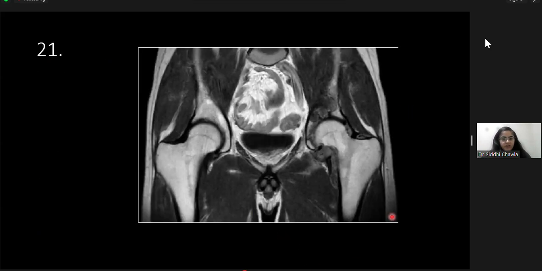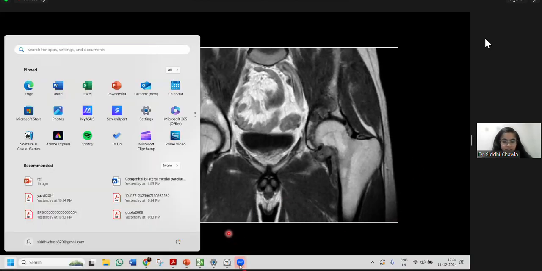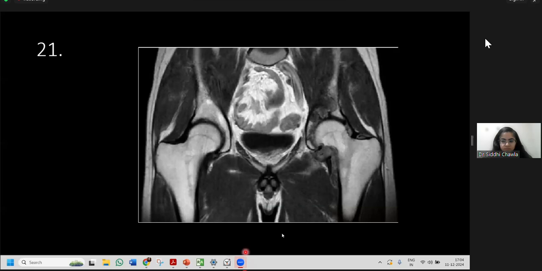So now we have come to some spotters and our first case is over. And how do I open both of them together?